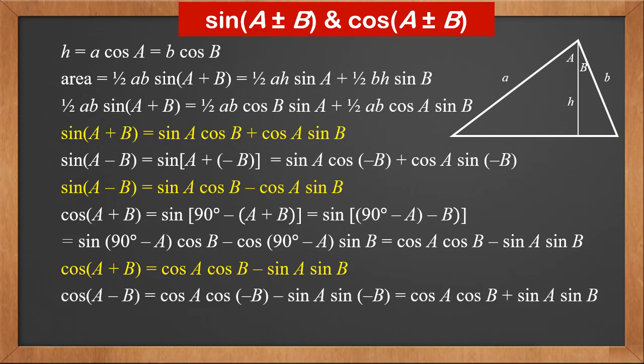Cosine (A minus B) is cosine A cosine (minus B) minus sine A sine (minus B). Cosine (minus B) is cosine B. Sine (minus B) is minus sine B. So it is equal to cosine A cosine B plus sine A sine B. Therefore, cosine (A minus B) equals cosine A cosine B plus sine A sine B.